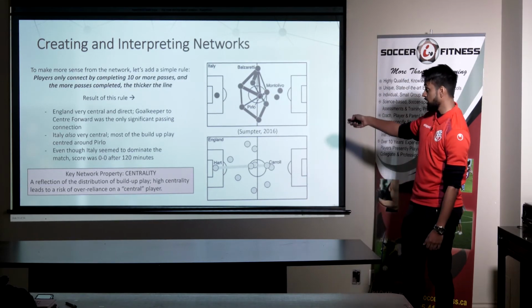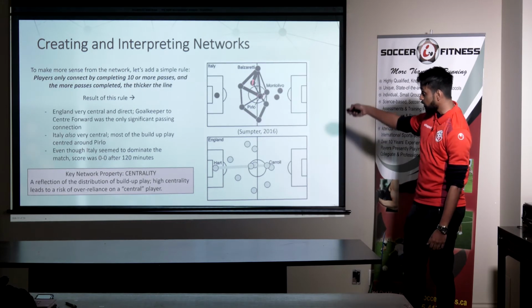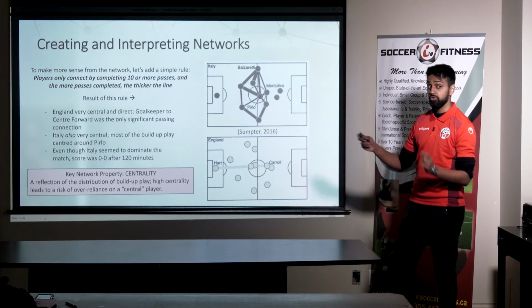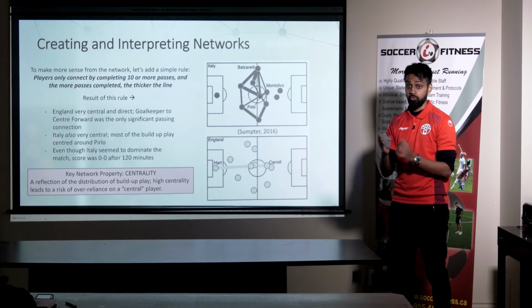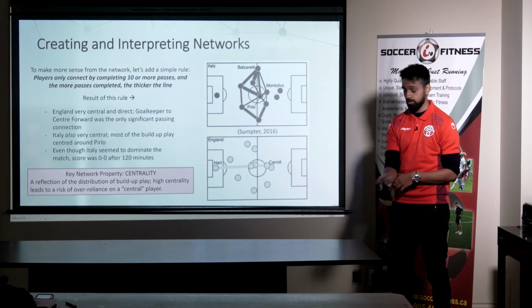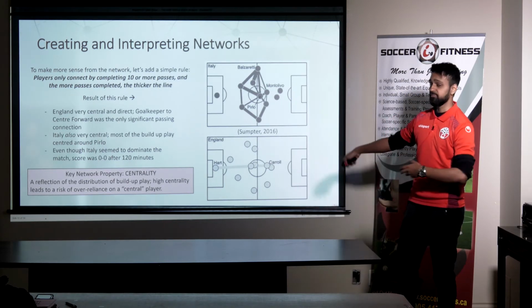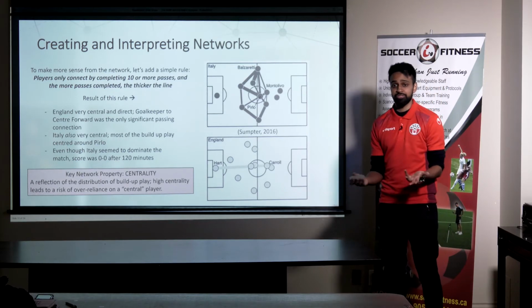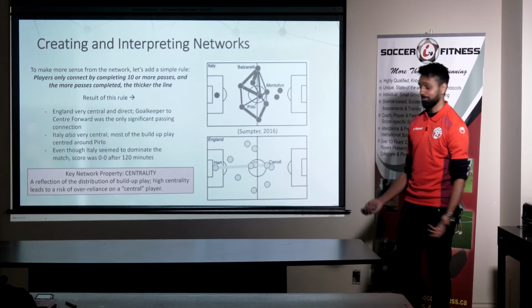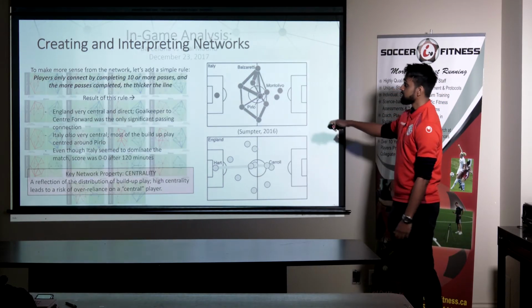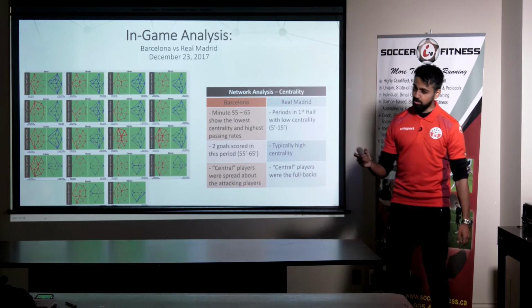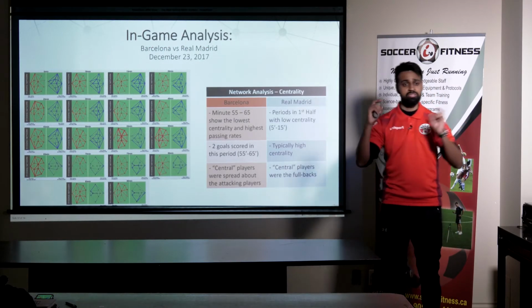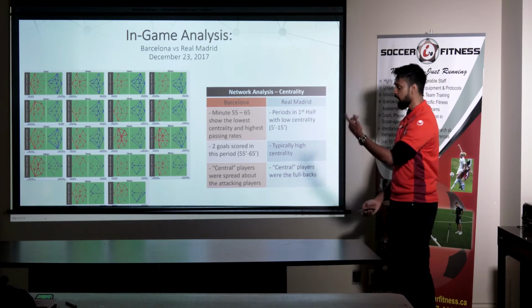So as we saw here, even though there's a lot of passes going on, the build-up play is still mainly distributed through Pirlo. So it's still central. Same with England, that's very clear, right? The build-up play is essentially through Joe Hart and Andy Carroll. So now let's take this and go back to that Real Madrid analysis using these concepts, and let's see what happened over here.